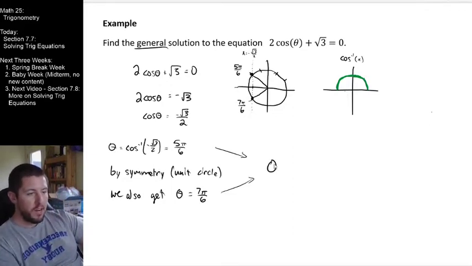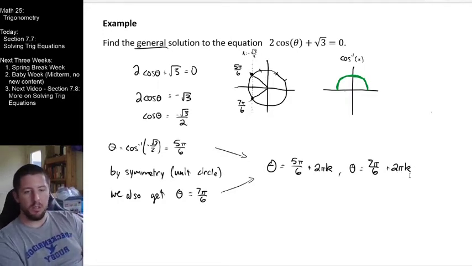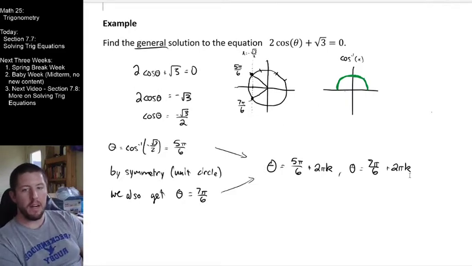So it looks like my general solution for this is going to be theta equals 5 pi sixths plus 2 pi k, and theta equals 7 pi sixths plus 2 pi k. Those are my two infinite families of solutions associated with this. So notice this is really, really hard for me to do if I can't draw a unit circle and recognize some values on it.